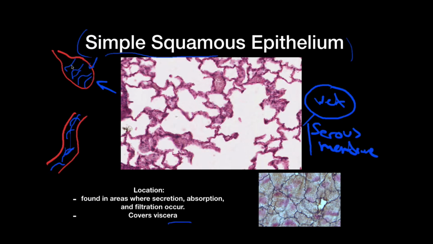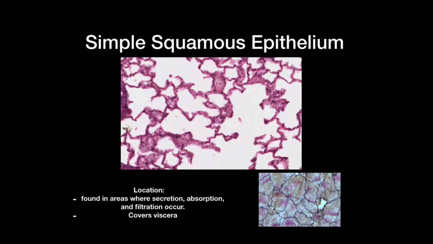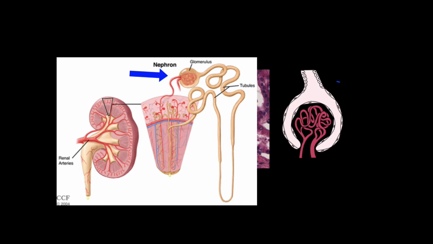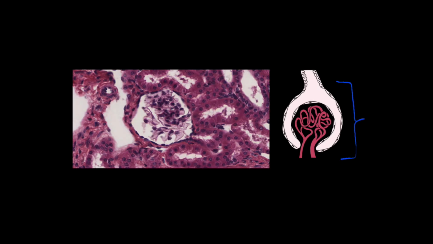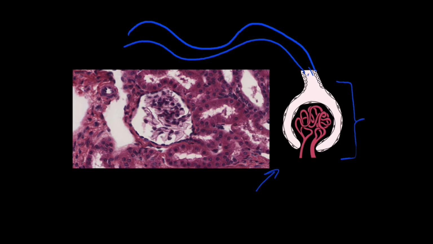Now, another place you're going to find simple squamous epithelium is at the glomerulus of the nephron in the kidney. I don't know if you're familiar with the nephron in the kidney, but remember the main function of the kidney is filtration of the blood and producing urine, right? And they're able to do that by those nephrons right here. So imagine this is the head of the nephron, and then you have the body of that nephron, the tubules right here. Right, that's going to lead the newly filtrated urine down to your urinary bladder.